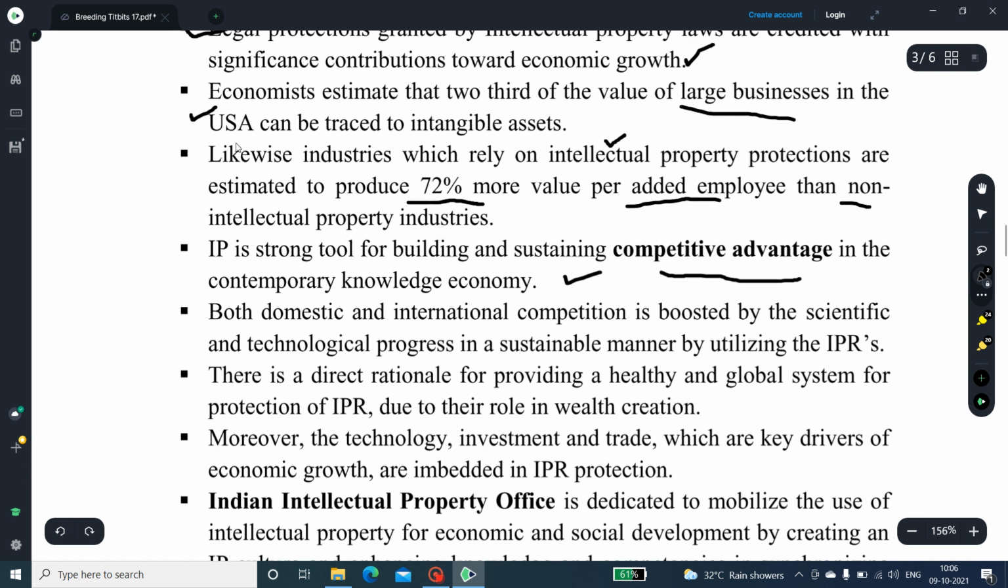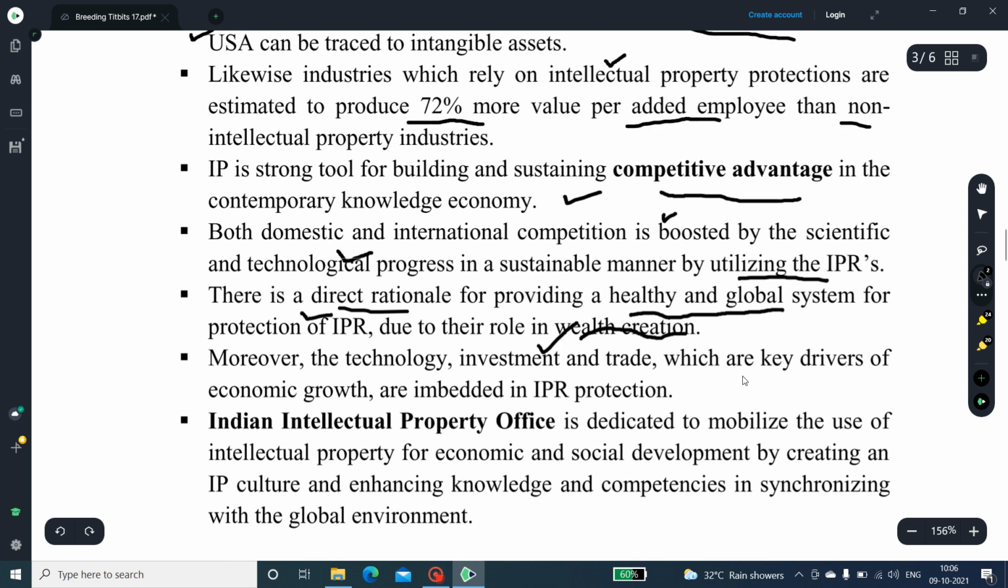Both domestic and international competition is boosted by scientific and technological progress in a sustainable manner by utilizing IPRs. There is a direct rationale for providing a healthy and global system for protection of IPR due to its role in wealth creation. Moreover, technology, investment, and trade, which are key drivers of economic growth, are embedded in IPR protection. The Indian Intellectual Property Office is dedicated to mobilizing the use of intellectual property for economic and social development by creating an IPR culture and enhancing knowledge and competencies in synchronization with the global environment.